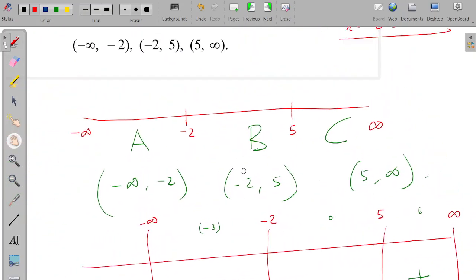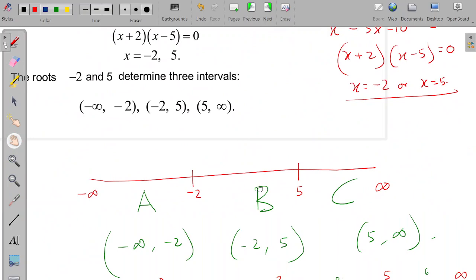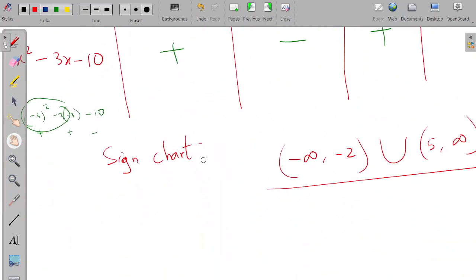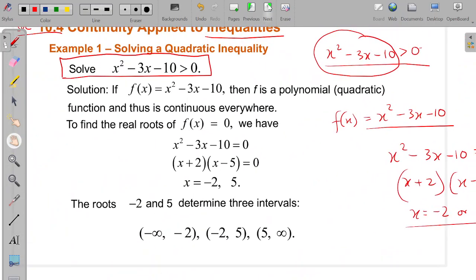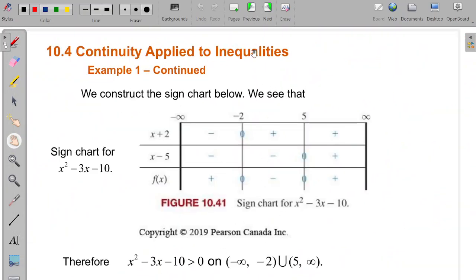So we use continuity to determine the interval of our solution in this question. Okay, let's see another one. That is what we have done.